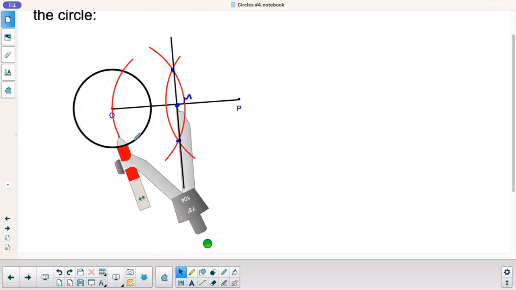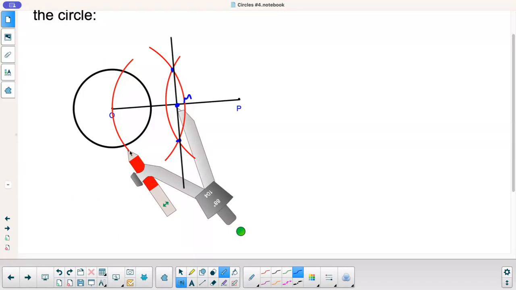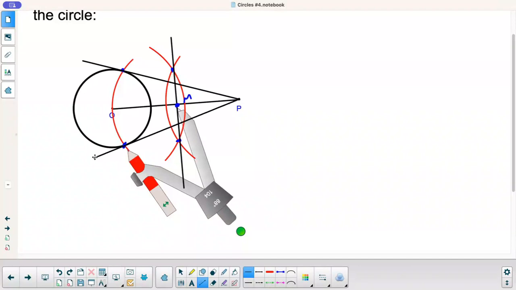So once I get this, I just need to find where it intersects the circle, mark these two points, and now I'm ready to draw my tangent. So I just connect these and check it out. It looks tangent there, and I get another tangent right there. If I label these points, let's call it C and D, I guess.